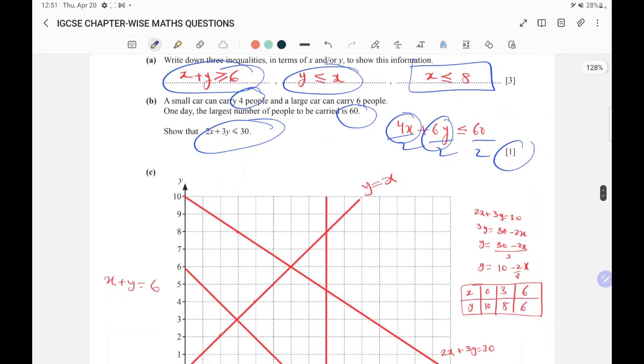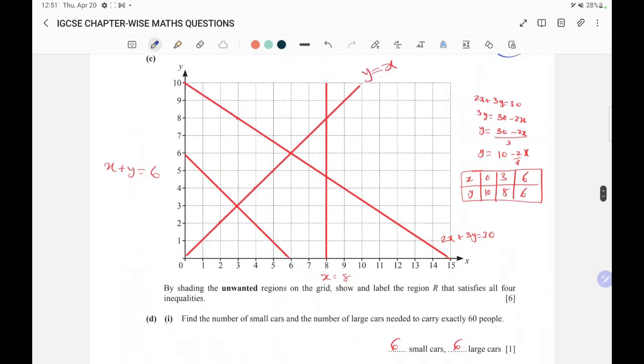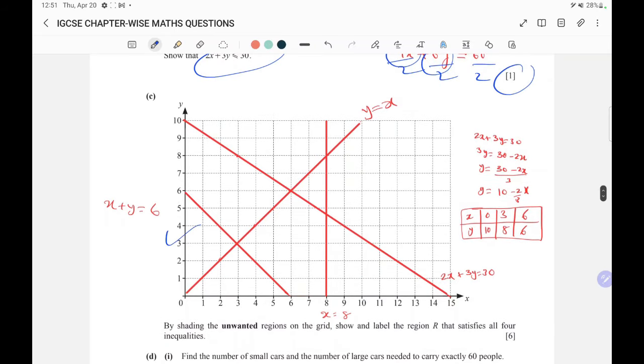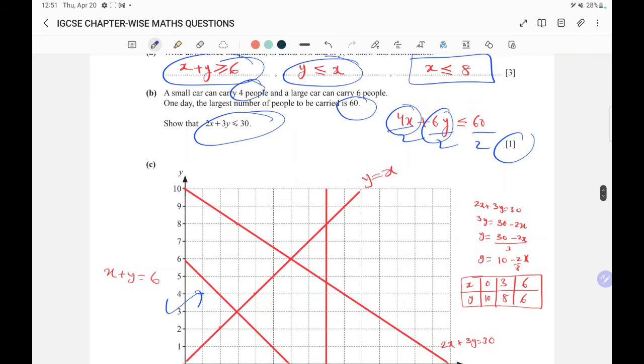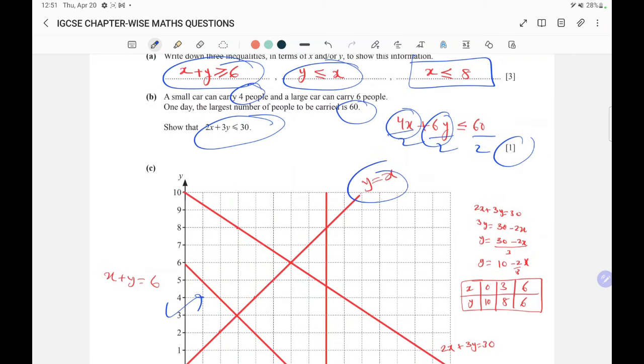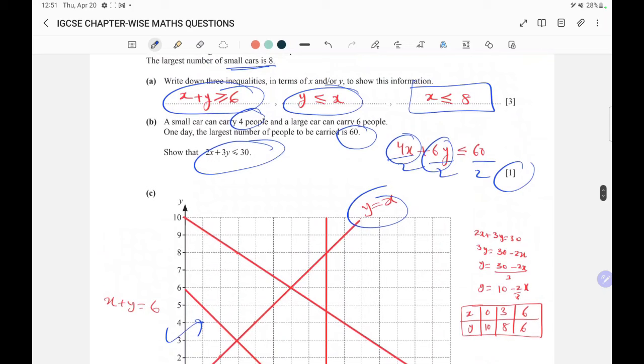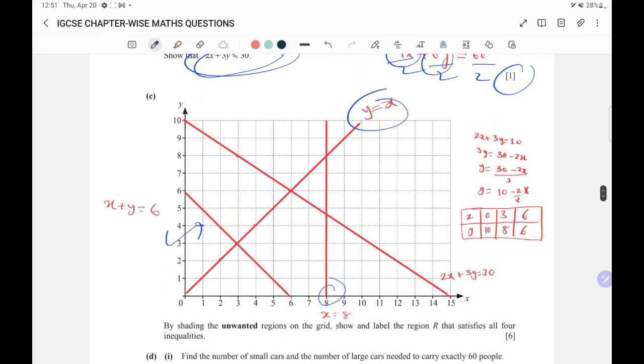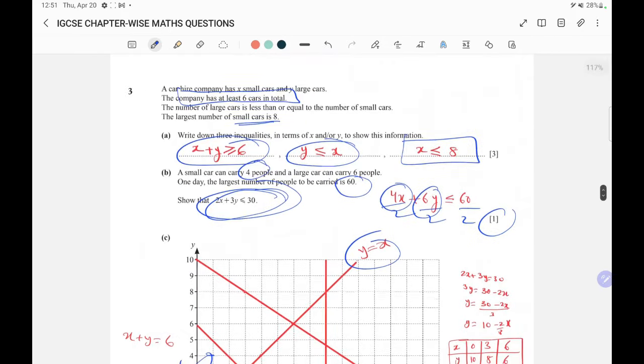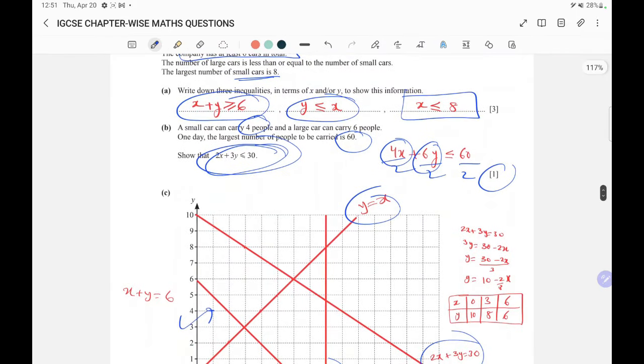Now we have to draw these 3 lines. x plus y equals 6 I have to draw first, which is here, and the y equals x line we have to draw. And x is less than or equal to 8, so x equals 8, and 2x plus 3y equals 30, which we have to draw here. So we have these 3 lines. Now we have to shade the unwanted region, right?